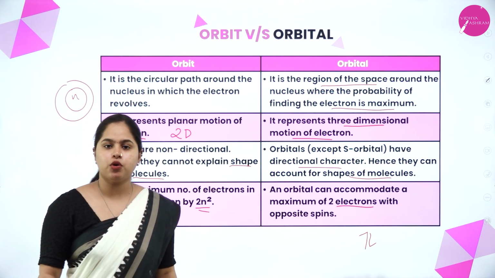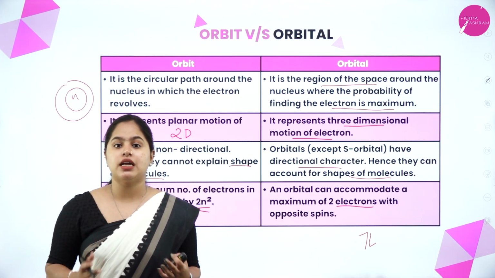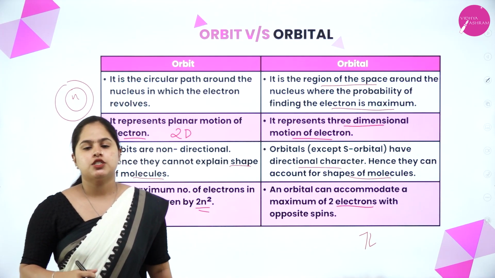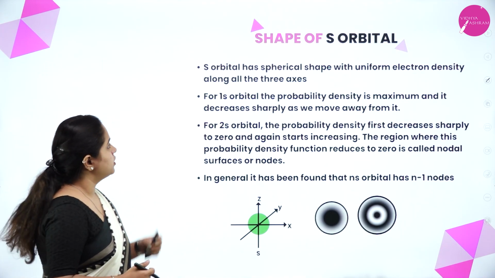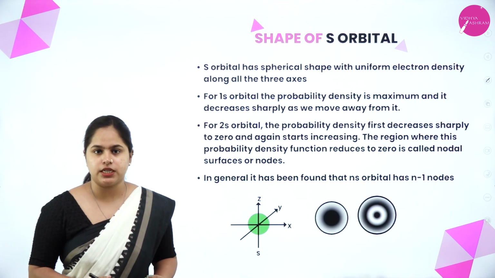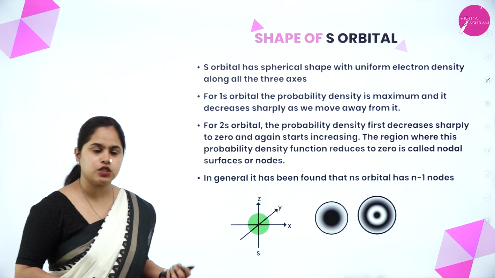So from this, I hope you understood what exactly is the difference between orbit and orbital. So you have to understand it is not the same, right? So that's about orbit and orbital. Now moving on to the topic, shape of S orbital. We are beginning with the shapes of the orbitals. First beginning with the shape of S orbital.